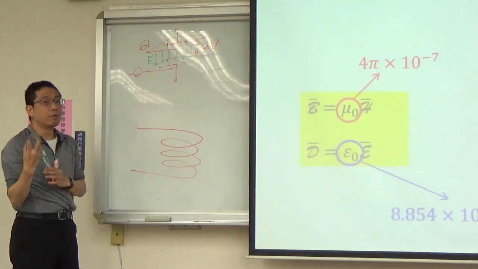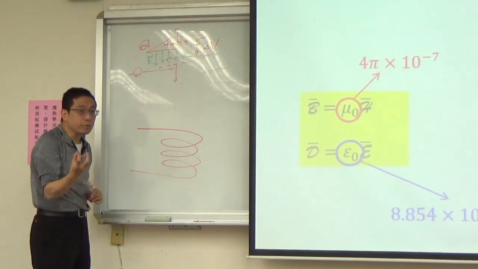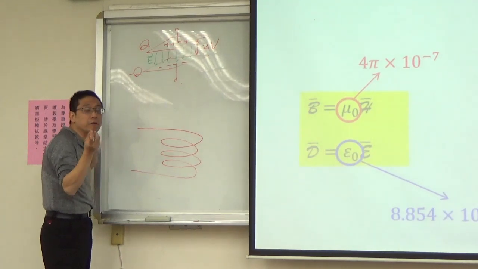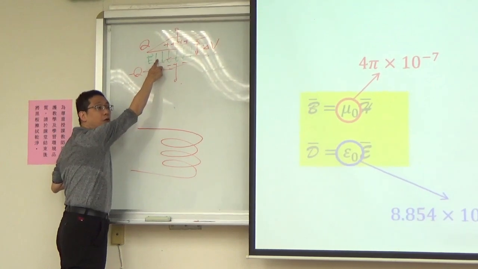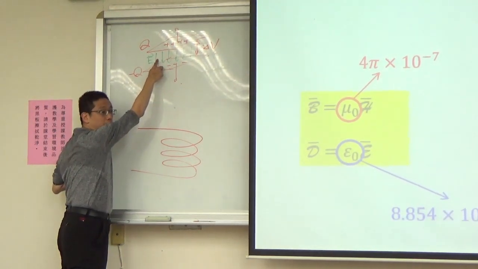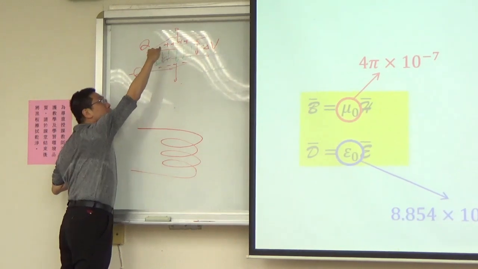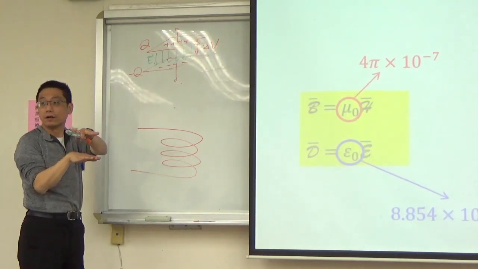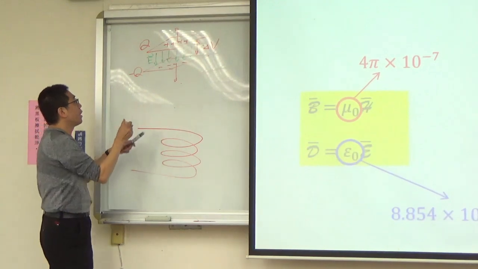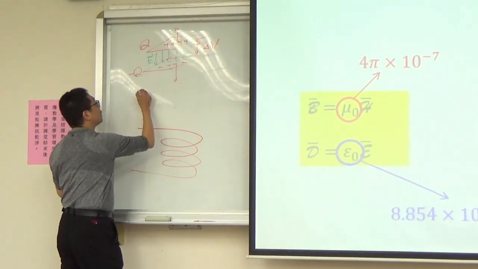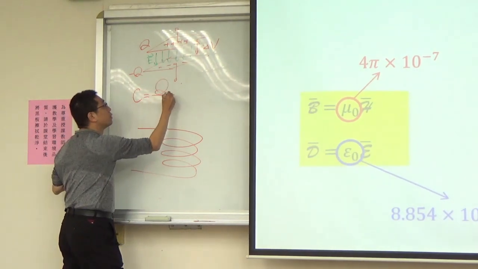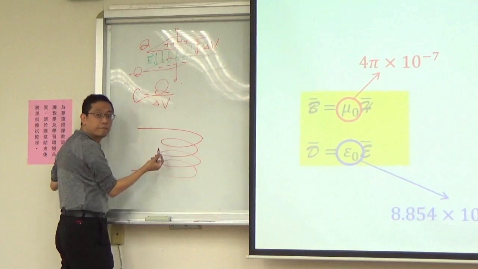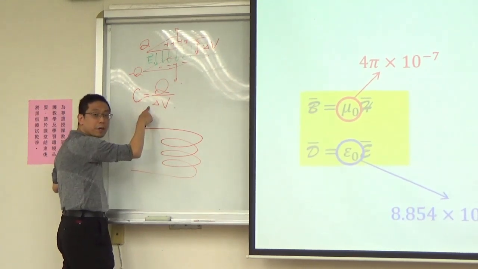Which means we store energy in the form of electric field. We store our energy in the form of electric field between these two plates. Okay? The definition of capacitance C equals Q over delta V.